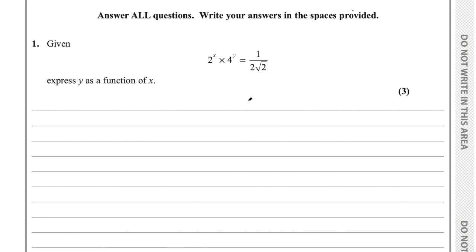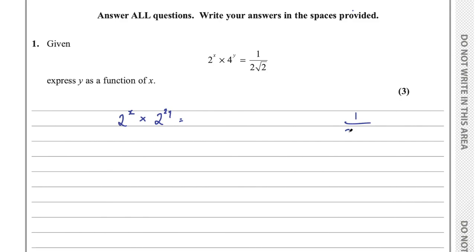To write this equation in terms of x and y, we can write all of these terms as powers of 2. So for example, 4 to the power of y can also be written as 2 to the power of 2y, because 2 squared is 4. So we could write this as 2 to the power x multiplied by 2 to the power of 2y. And this one here we can also write as a power of 2. So let's do a bit of work over here to prepare this one.